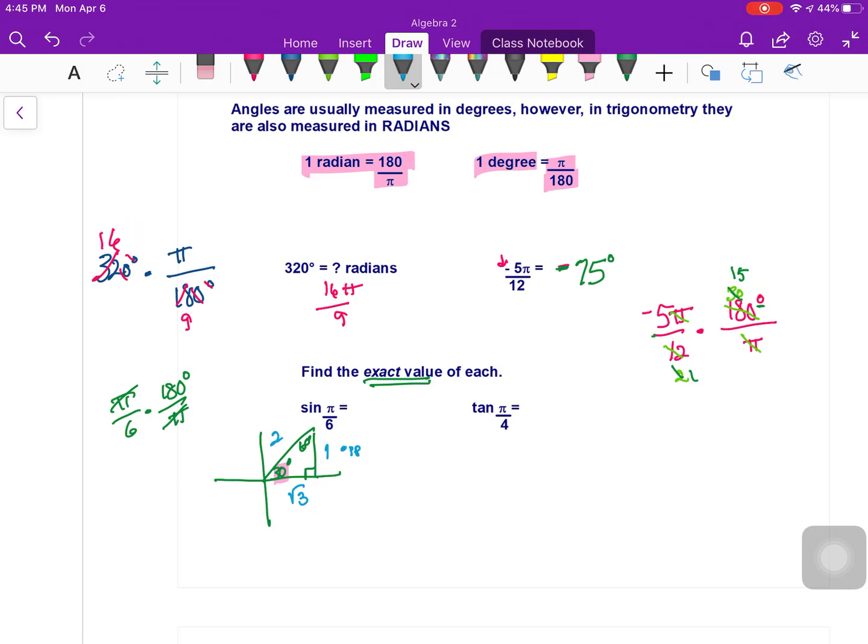So opposite, adjacent, hypotenuse. So sine is opposite over hypotenuse. So that would be 1 over 2.